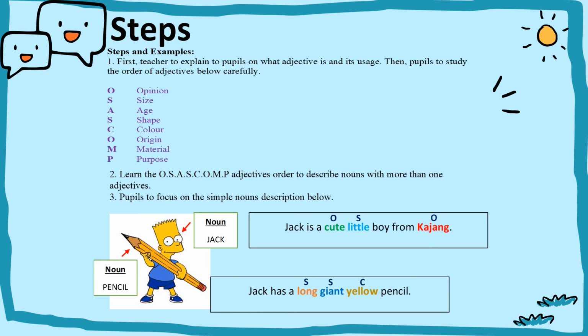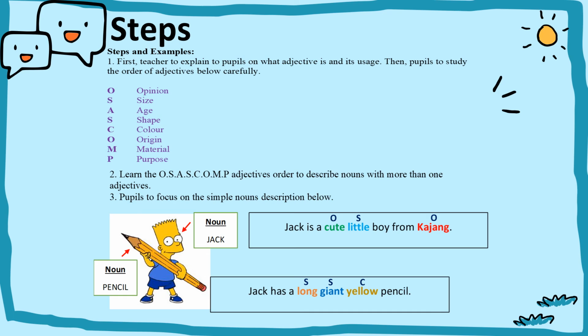The first step in this strategy is for the teacher to explain to pupils what an adjective is and its usage. Only then can the teacher introduce what SUSCOM is to the pupils. O opinion, S size, A age, S shape, C color, O origin, M material, and P purpose. After learning what SUSCOM is, the pupils are given examples on how they can describe a noun correctly using the correct order of adjectives.